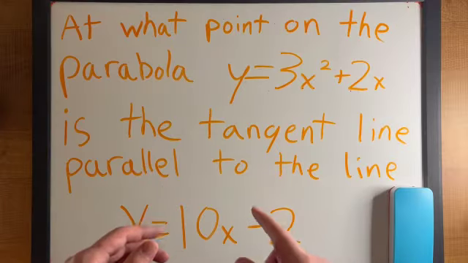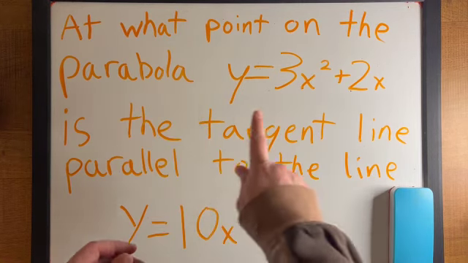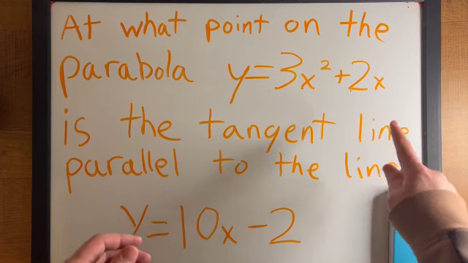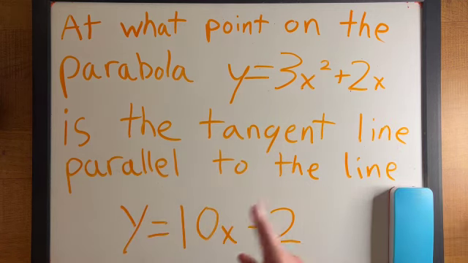In this episode, we'll be going over at what point on the parabola y equals 3x squared plus 2x is the tangent line parallel to the line y equals 10x minus 2.